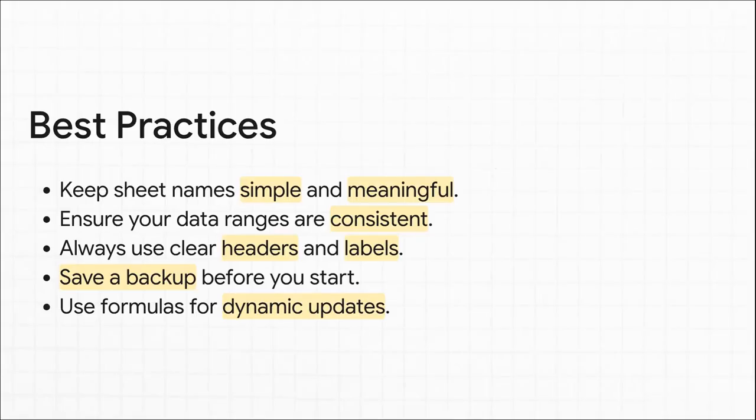See, it's clean, it's organized, and it's actually very easy to do. Now, to make sure all of this works smoothly every single time, just keep a few best practices in mind. First, keep your sheet names simple and meaningful. It really helps. Second, make sure your data ranges are consistent across all sheets. Always use clear headers and labels. And this one is very important. Save a backup before you start. You'll thank yourself later. And finally, use formulas. That way you get those dynamic updates we'll talk about.